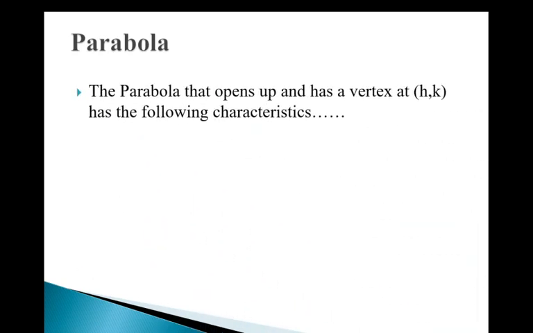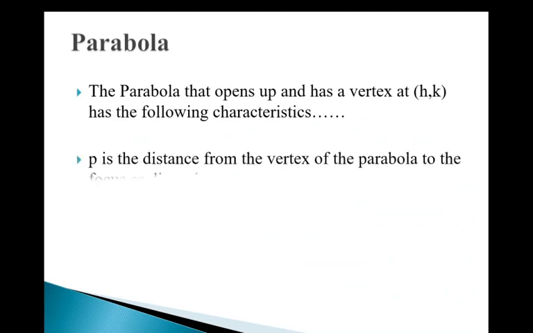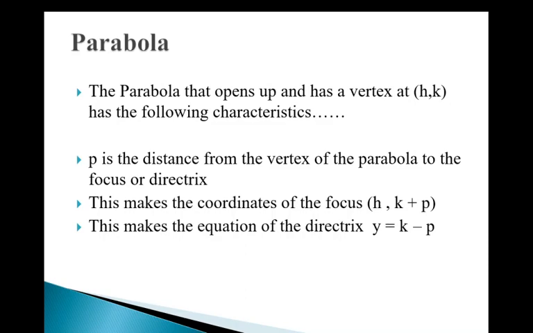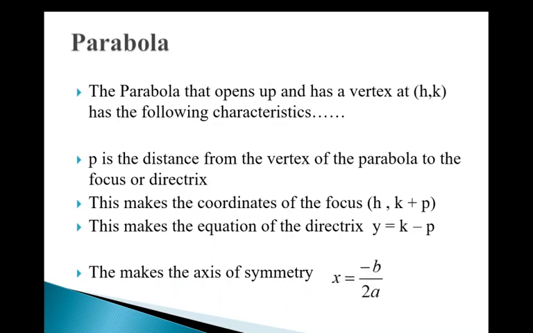now, again, there's some characteristics that we need to know. Again, P is still the distance from the parabola vertex to the focus or the directrix. But now, since we're a vertical parabola, opening up and down, my focus is now at h, k plus p, and our directrix is y equals k minus p, and our axis of symmetry, of course, is x equals number, x equals negative b over 2a. Which that should also look familiar because that's the first part of your quadratic formula, that negative b plus or minus the square root of the whole thing over 2a. That's that first part of it.